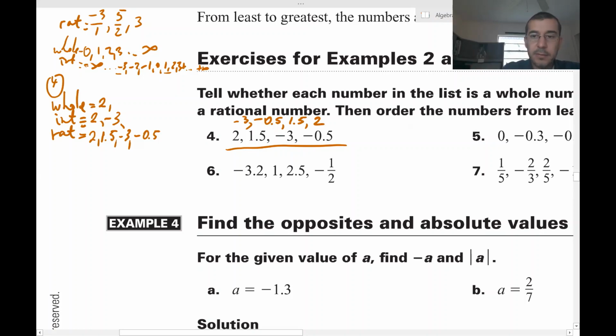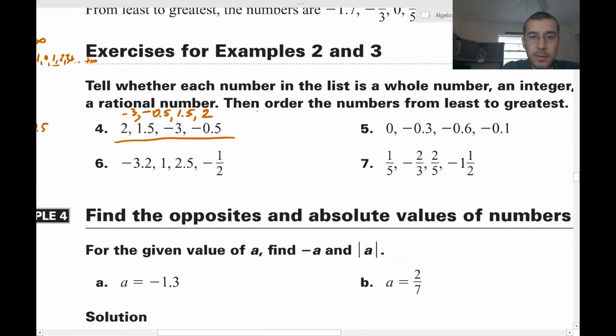Let's do number 5 now. So whole numbers, integers, rational numbers. 0, yes, it is a whole number. -0.3, no. -0.6, no. -0.1, no. Integers, 0, yes. -0.3, no. -0.6, no. -0.1, no. Rational numbers, all 4. 0, -0.3, -0.6, -0.1. And then order the numbers from least to greatest.